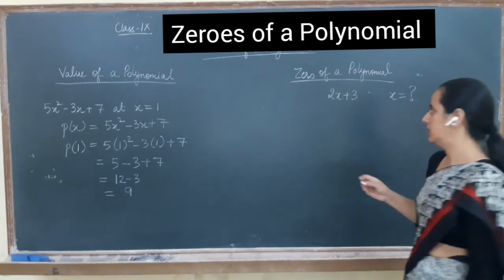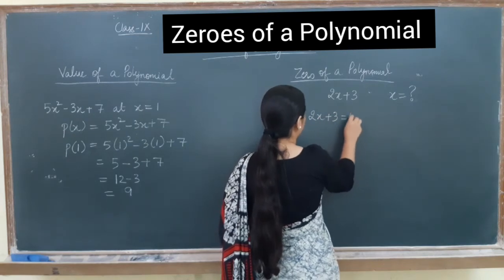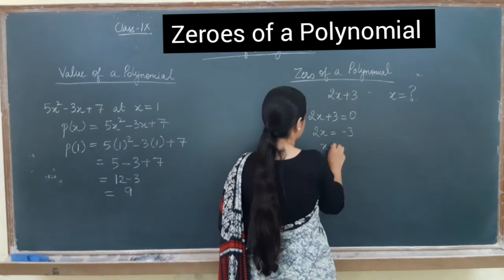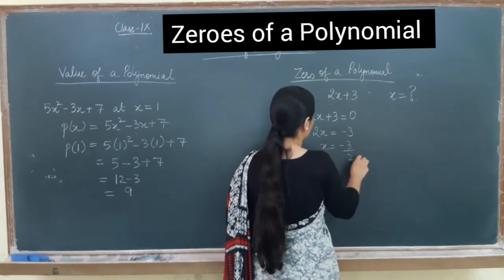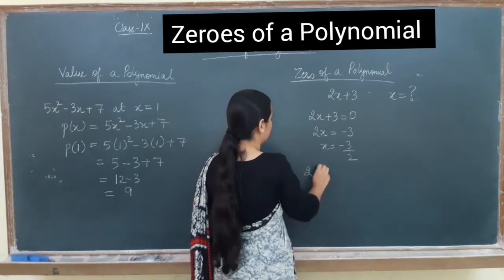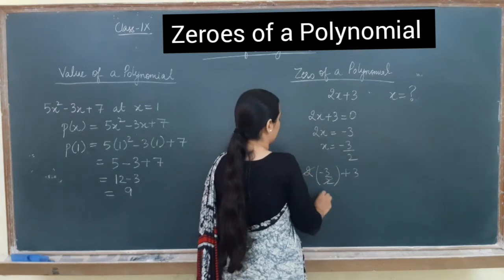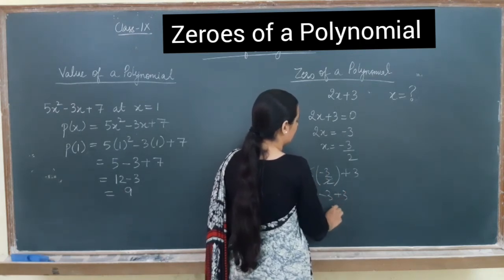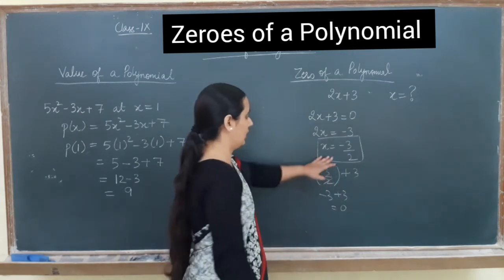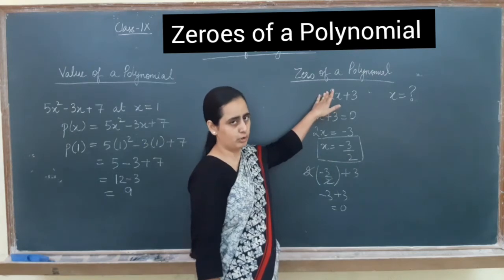Now how can we find out? Let us put it equal to 0. Then 2x is equal to minus 3. x is minus 3 by 2. Now if I put x as minus 3 by 2 in this, 2 into minus 3 by 2 plus 3, so what will I get? 0. That means the value of x, whatever value we are getting, is the zero of this polynomial.